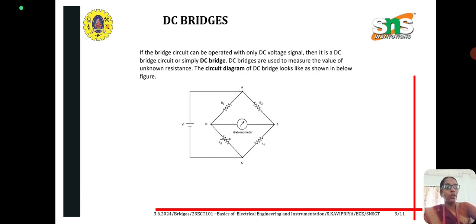Here we have four branches and a resistance is connected. One or two components can be connected in each branch. Here we have one component. Each and every branch has one resistance, and the supply is given to any two junction points, and the other two junction points are connected with the galvanometer. The galvanometer is used to indicate the current that flows in the particular bridge.